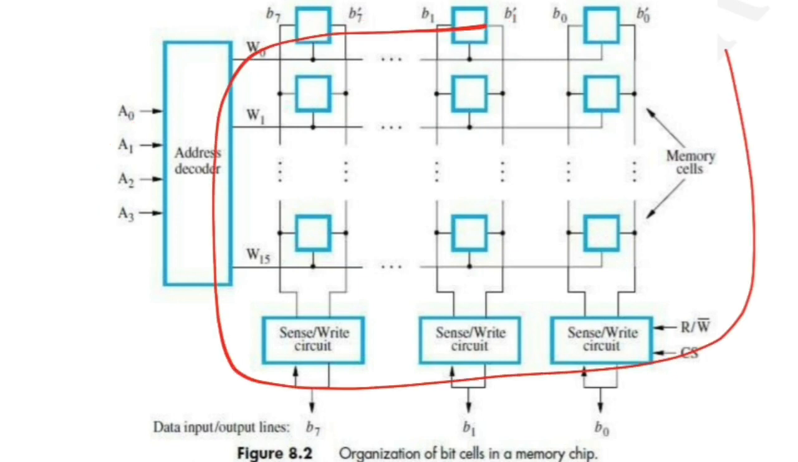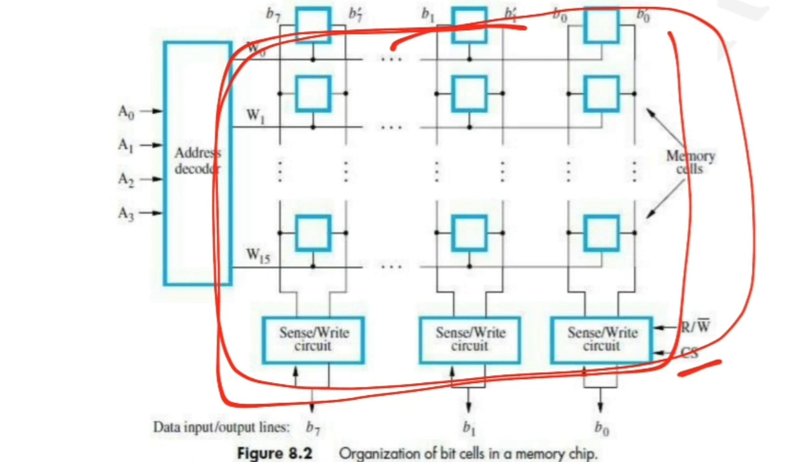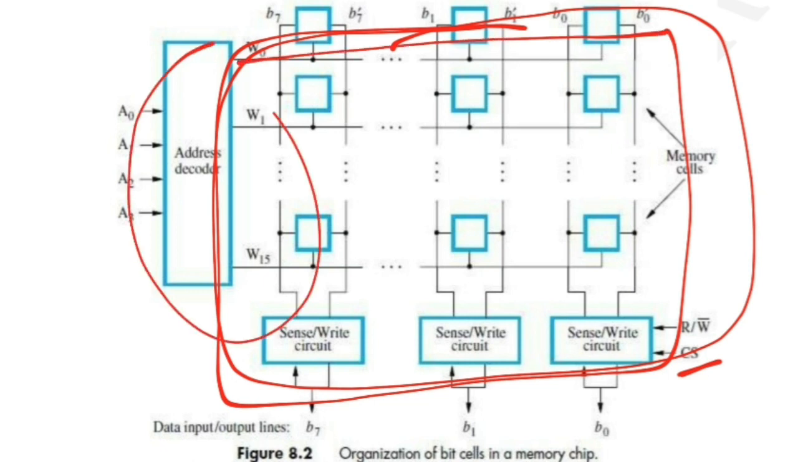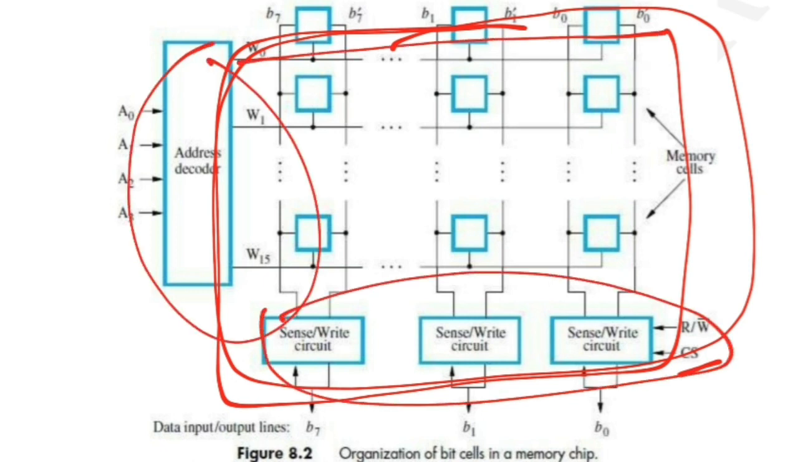This whole thing is known as a chip. And the CS, I will come to that later, is known as chip select. This whole thing is one chip. This whole thing, including the address decoder and the sense/write circuit, everything along with these cells, is known as a chip.